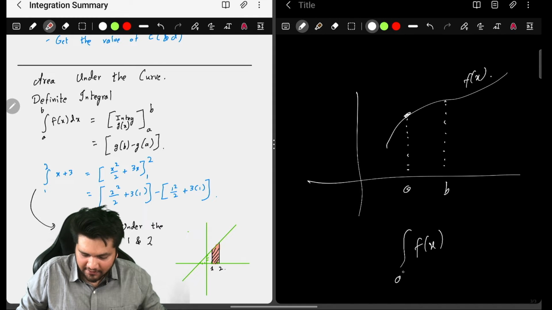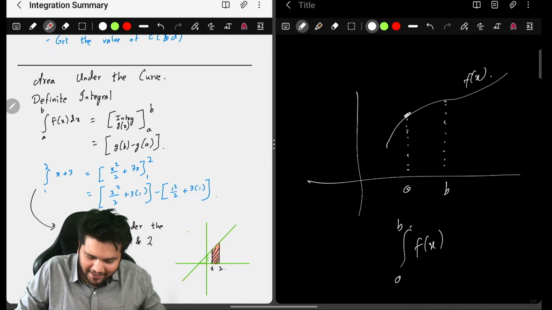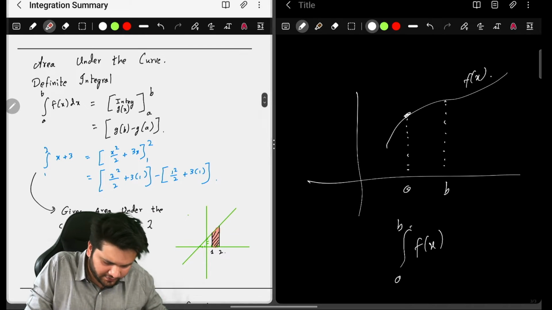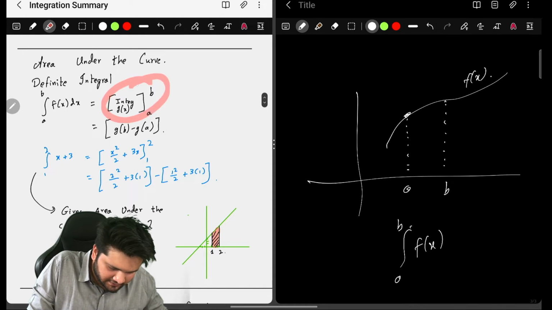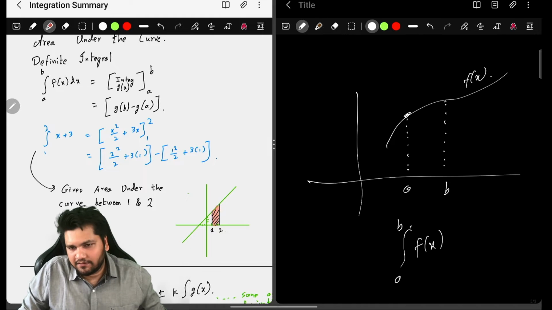But if I put a limit, then there won't be an arbitrary constant. You will get a number as the answer, which will give me the area under this curve. So it's just an operator, basically, integral. So if I integrate f of x, and after integrating we got g of x, let's say, it's going to be g of b minus g of a, and you will get the answer accordingly.